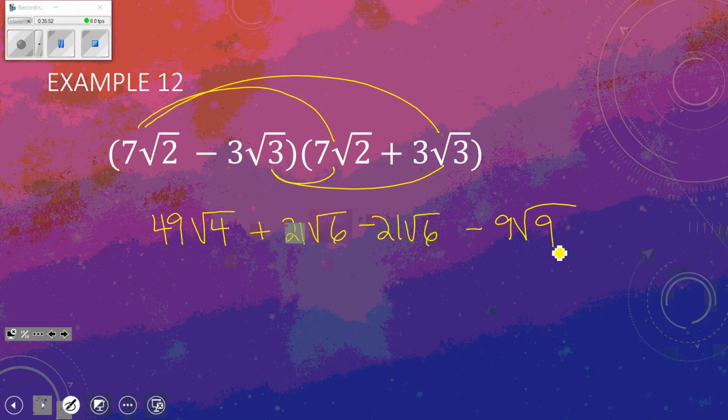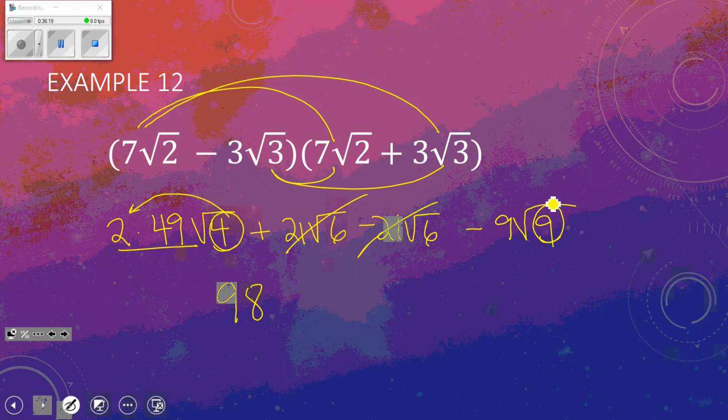So let's start simplifying what we can simplify. Okay? What do you know about the middles? They cancel, like normal, like a difference of 2 squares. Okay? Can you simplify 49 times the square root of 4? Square root of 4 can come to the outside as a 2. So what will we have here? 98. Okay, those canceled. Square root of 9 can come to the outside as a 3. So minus 27. And then you can put them together because they're just integers. 71.